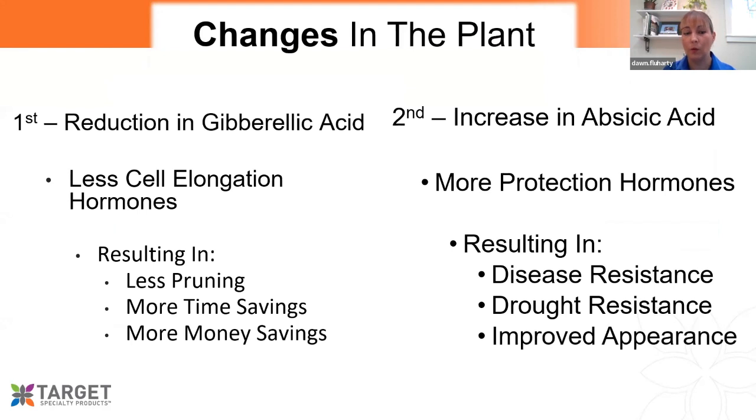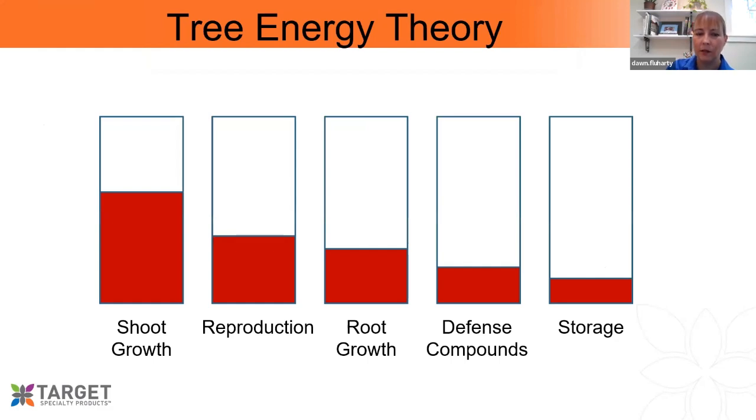Okay, and so the one that we're focusing on here is the disease resistance as a secondary effect. We don't care that we're shrinking the elongation and reducing the amount of pruning we have to do. We mainly started playing with this because of drought. And then we found all these disease effects that were coming along with it as well. So basically what's happening, we kind of use this as an example. It's just the energy theory.